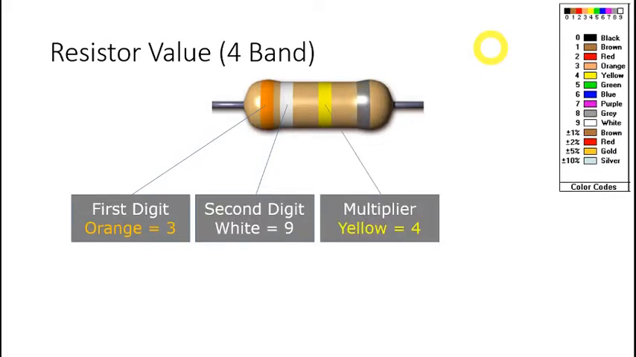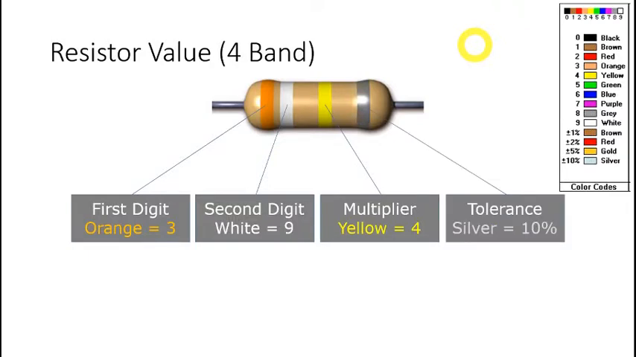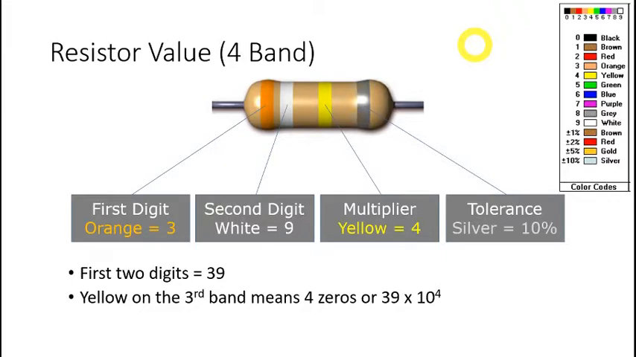And then I have a multiplier, and my multiplier is a yellow band, and yellow has a value of 4. That's why I have 4 there, and we're going to find out how to utilize that in just a moment. And then I have a tolerance band of silver. So my first 2 digits I just write down 39. I have a 3 and a 9, and then my yellow in my third band means that I'm going to have 4 zeros behind my 39, or I could say I'm going to take 39 times 10 to the 4th.